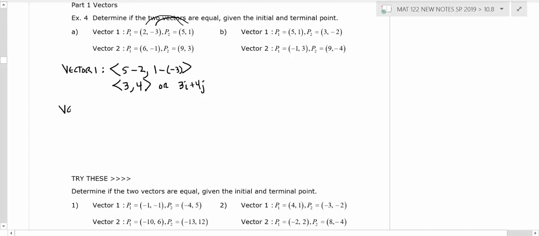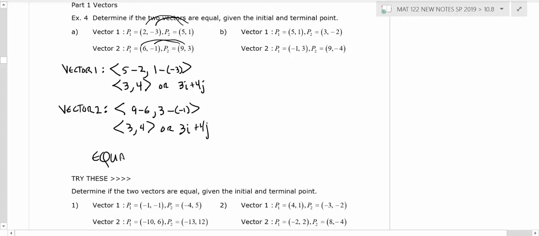Okay, the second vector, in order for it to be equal, it's got to turn out to have the same standard form. So again, I'll just go 9 minus 6, subtract the x components, and then subtract the y components, 3 minus -1. So that ends up giving (3, 4), or 3i plus 4j, so therefore those two vectors are equal. Even though they start at different points and end at different points, they both have the same standard form, therefore they have the same magnitude and direction. Okay, so that's how you work this out.